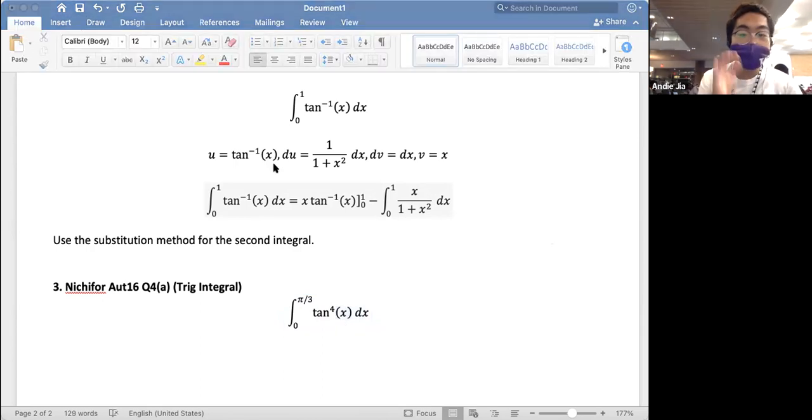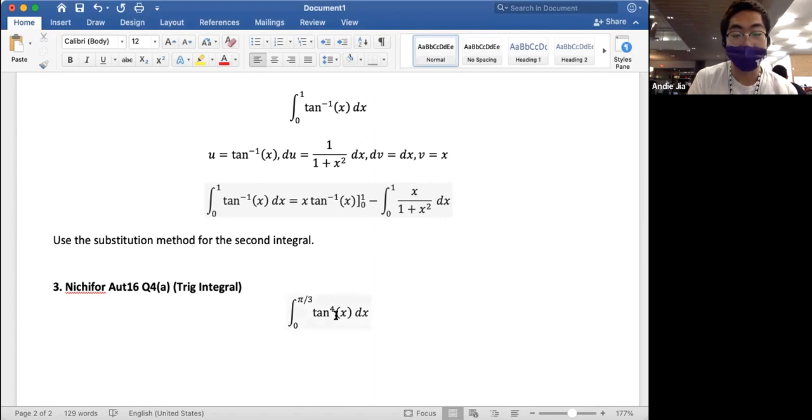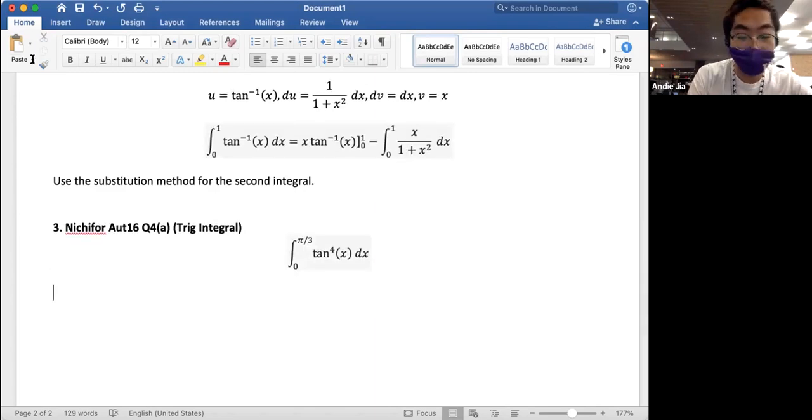This time, for tangent with an even power, that means we rewrite it using secant. The tangent to the fourth is a tangent squared times a tangent squared. So the trick is to rewrite the integral with known trigonometric identities.